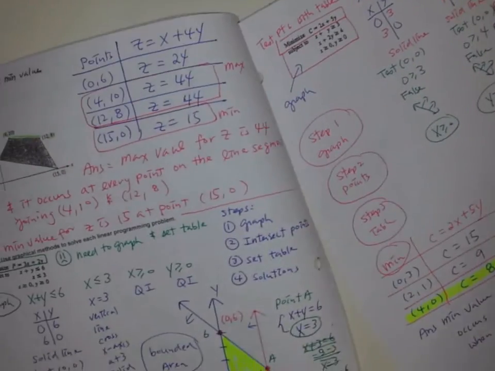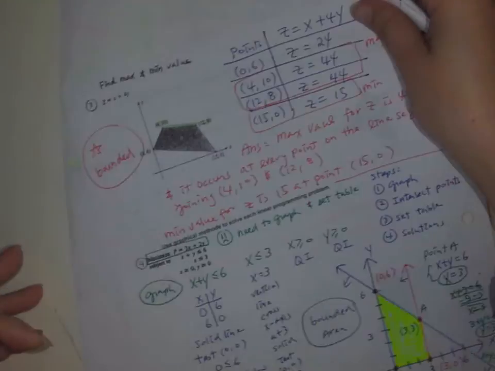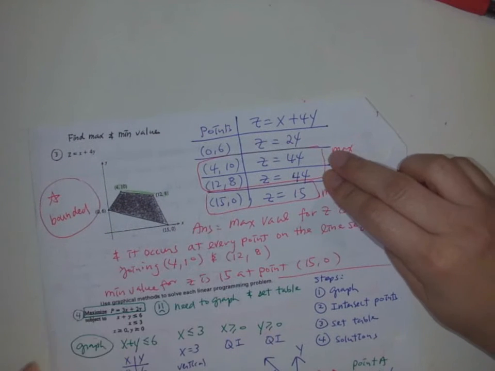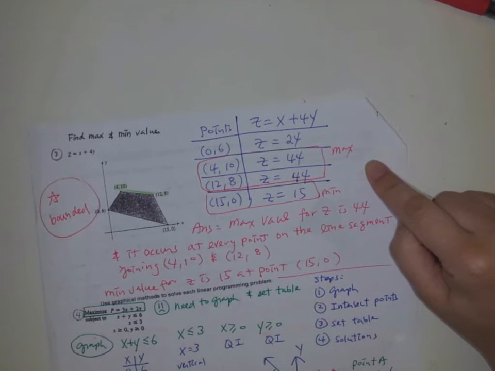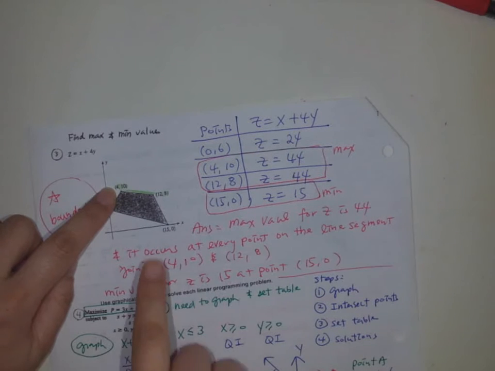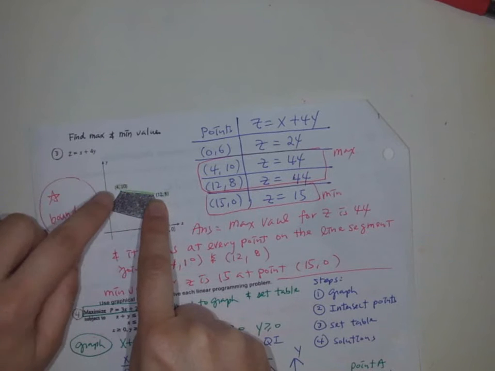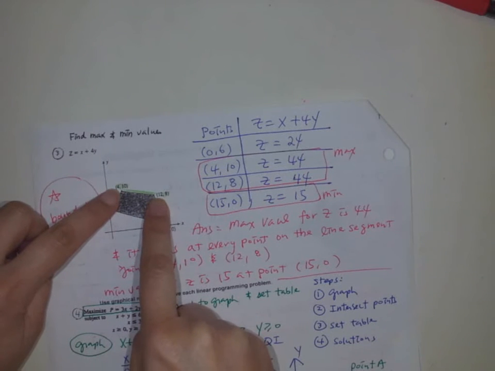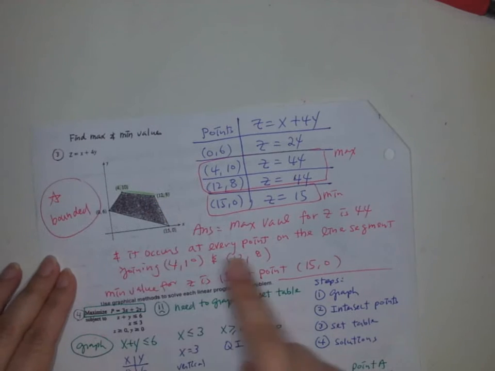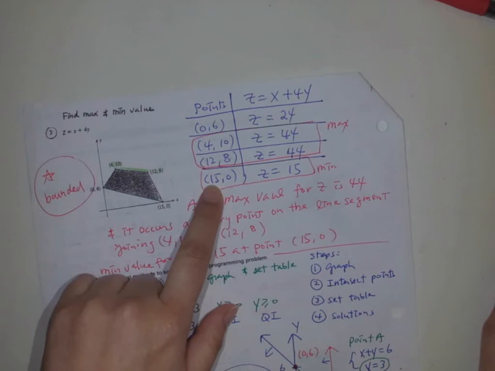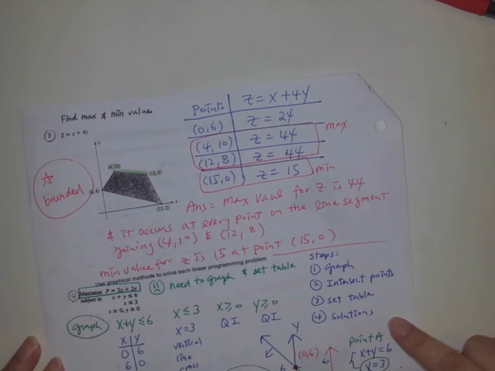The next part is a different one. Again, you plug the points into the equation, and this time we have two numbers that are the biggest. So both of them would be maximum, and when that happens, it means the maximum value is 44, and the location is every single point on the line segment between these two points that we found here. So this is a little bit different. The minimum value is 15 at (1, 5, 0). And this is a bounded graph.